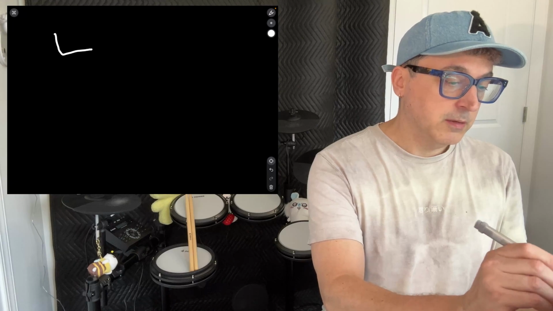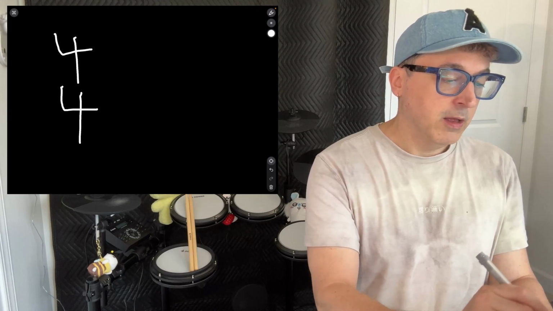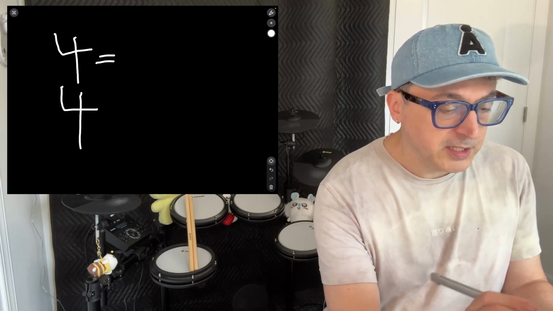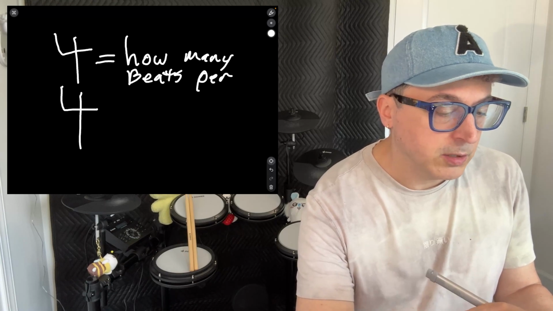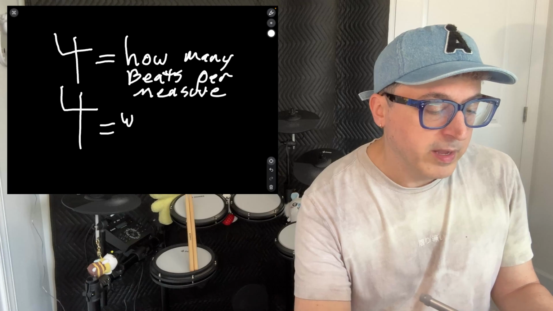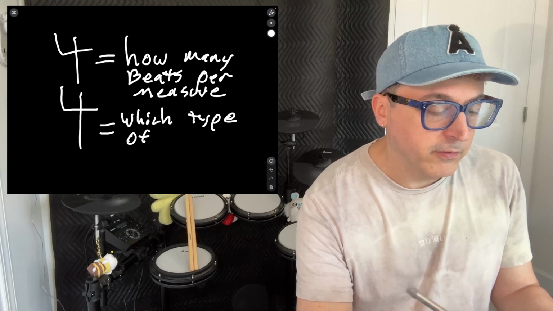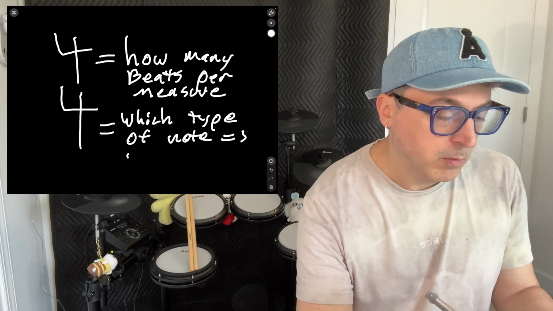Anyway, let's go ahead and get started with this, and let's talk about time signature. So, what is time signature? First off, let me draw the most common one you see here. Time signature tells us some very important things about music. We have two numbers. The top number tells us how many beats per measure. The bottom number tells us which type of note equals one beat.